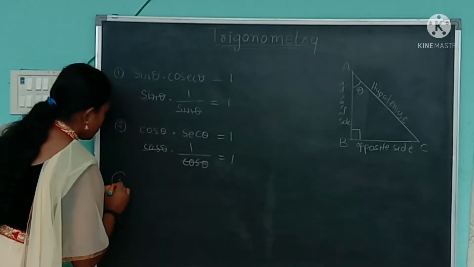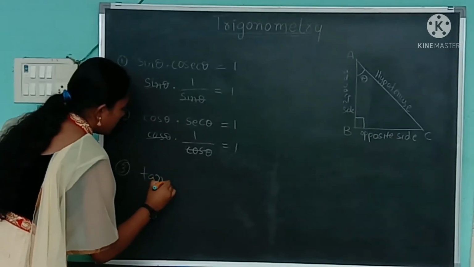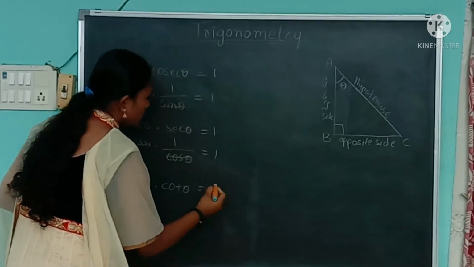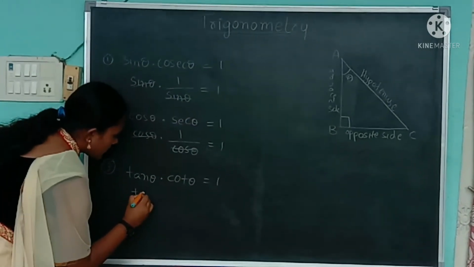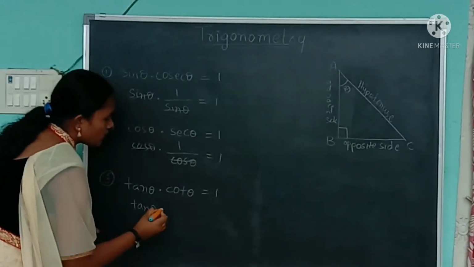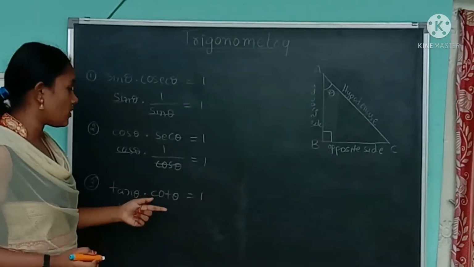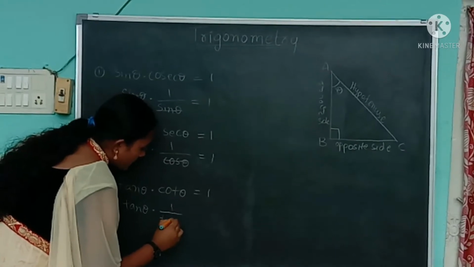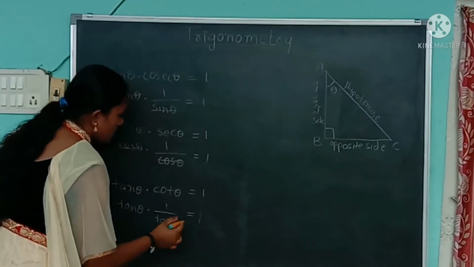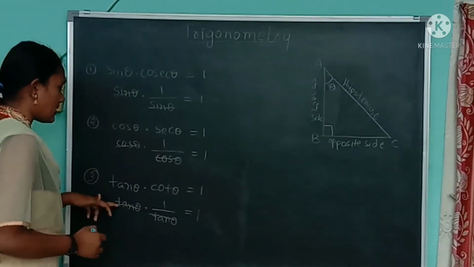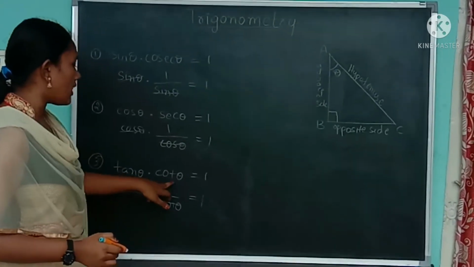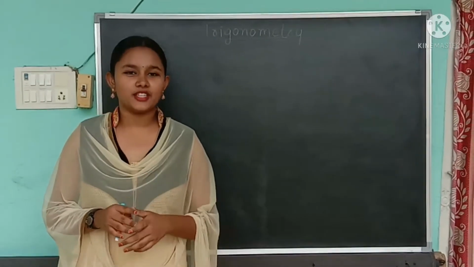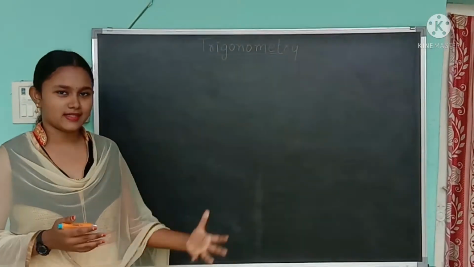And the third one, tan theta into cot theta, is also equal to 1. How? Cot theta is again the inverse of tan theta. So tan theta into 1 by tan theta, this tan theta and this tan theta will get cancelled, and tan theta into cot theta will become 1. So now let us see questions based on the things we had discussed.